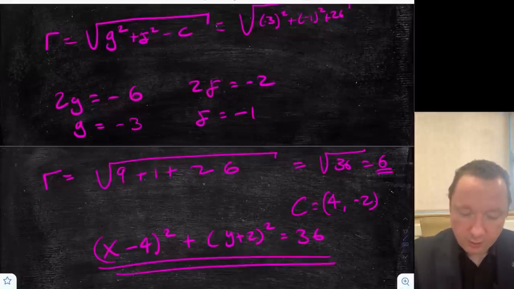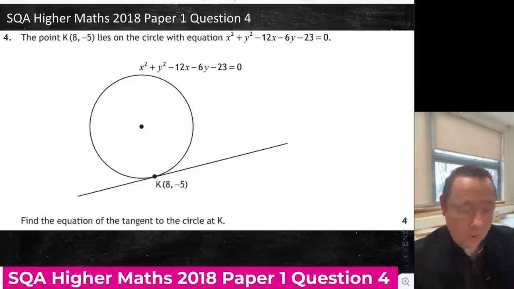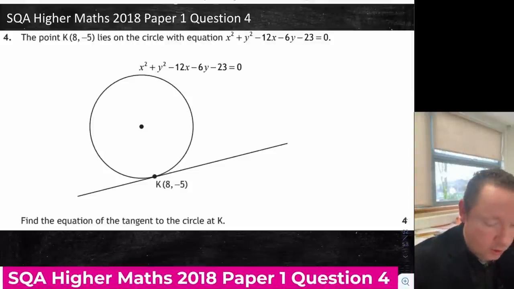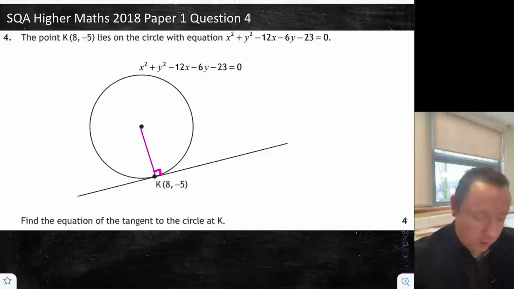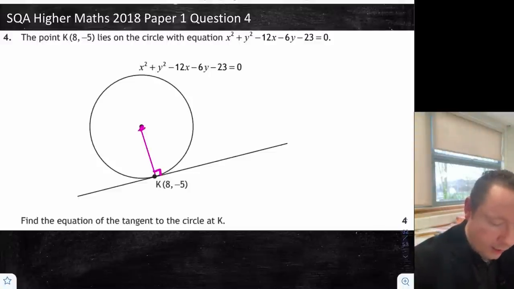And we're done there. SQA Higher Maths 2018, paper 1, question 4. The point K lies on the circle with this equation. Find the equation of the tangent to the circle at K. Tangent meets a radius at right angles. So we need to find the centre of our circle. So we've got it in expanded form.